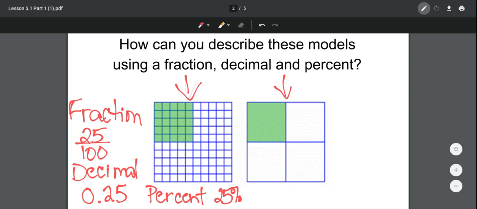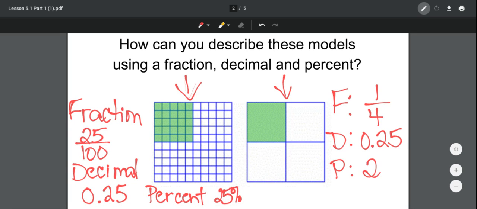In the square to the right, as a fraction, we can write it as 1 over 4. As a decimal, when we remember to divide the denominator into the numerator, we would get 0.25. As a percent, we would also have 25%. Both these models are equivalent because they both take up the same amount of area. The shaded part takes the same amount of area in each of the squares.